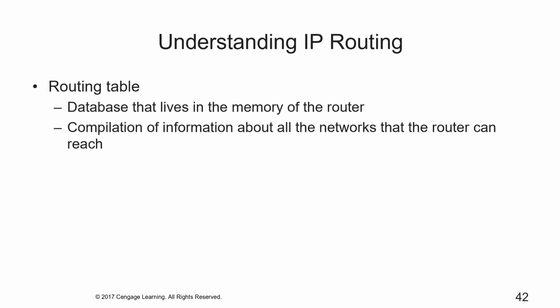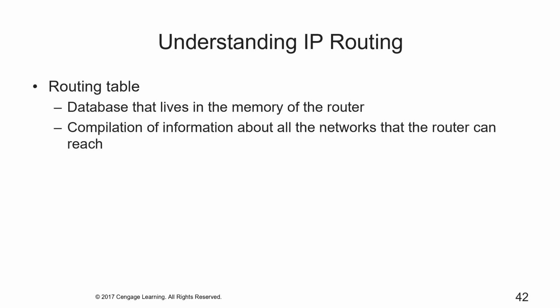So now we jump to IP routing, and we're going to start our discussion by talking about the routing table. The routing table is a database that lives in the memory of the router. Entries in this database are known as routes and consist of a network address, a next hop, which is routing jargon for the IP address of the next router and the path to the destination, various metrics, and vendor-specific information. A routing table is the compilation of information about all the networks the router can reach.